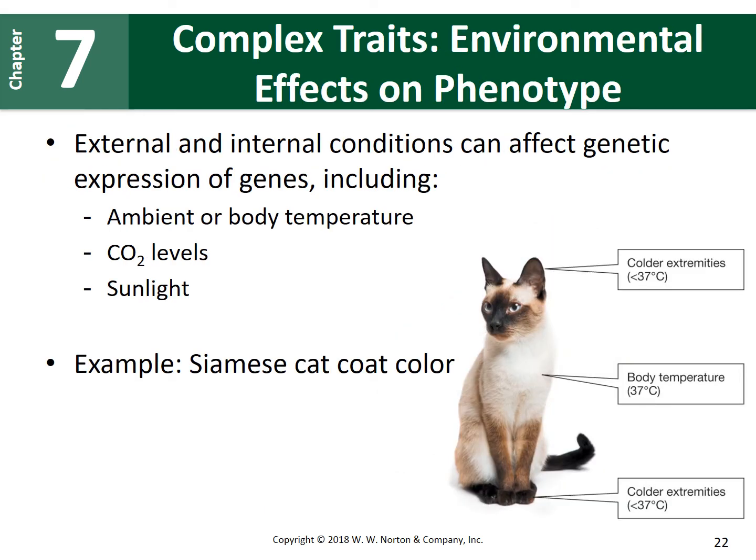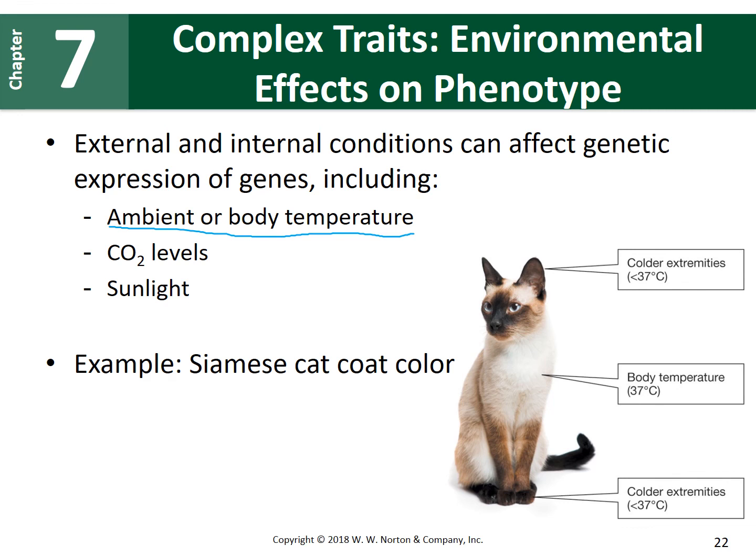In addition to those complex traits, looking at the pleiotropy, polygenic, and epistasis, we also have environmental effects that can influence the expression of those genes, which will influence the phenotype that's expressed. So there's a lot of external or internal conditions that can affect gene expression in genes. So one example that we find in cats and dogs in relation to fur color is ambient or body temperature. So we'll look at that one first.